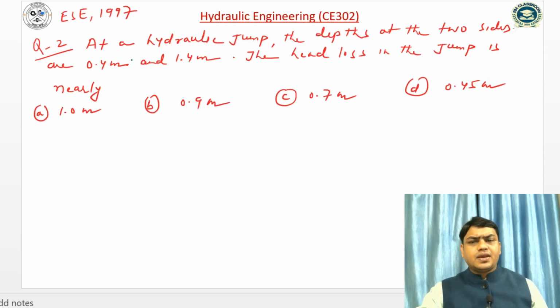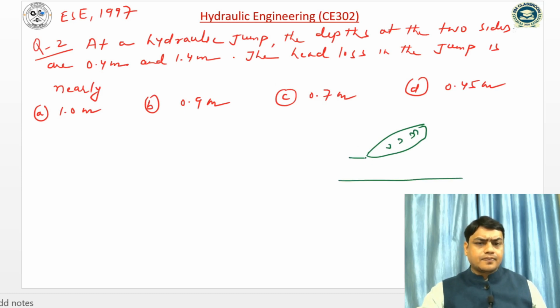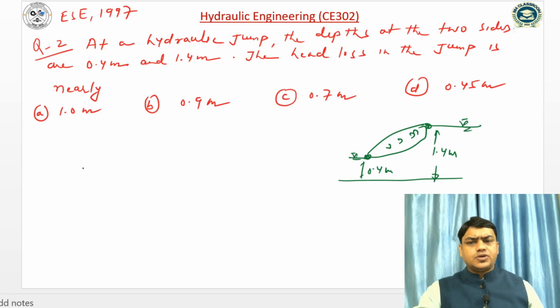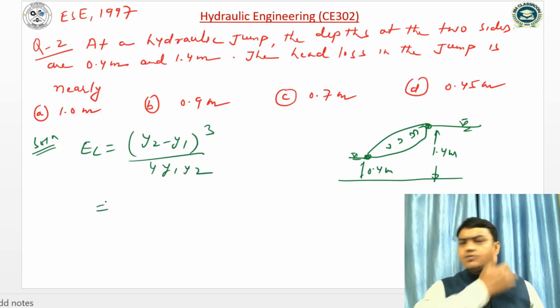Let us take another problem. At a hydraulic jump, the depths at two sides are 0.4 and 1.4 meter. The head loss in the jump is, once again the same problem. Let us assume this is the hydraulic jump. This is the beginning of the jump and end of the jump. So this depth is given, that is 0.4 meter, and this depth is 1.4 meter. So energy loss can be written as (y2 minus y1) whole cube divided by 4 y1 y2. So y2 is 1.4 meter.